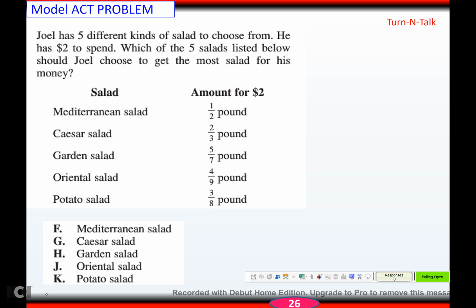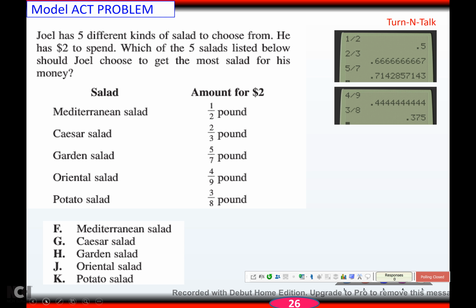Okay, try this one, hit pause, come back when you're ready. Alright, Joel has 5 different kinds of salad to choose from. He has $2 to spend. Which of the 5 salads listed below should Joel choose to get the most salad for his money? Well, if you pick half a pound, that's 0.5. 2/3 is more. 5/7 is more. 4/9 is less. 3/8 is even less. So to get the most for his $2, he wants the 5/7, which means he wants a garden salad.